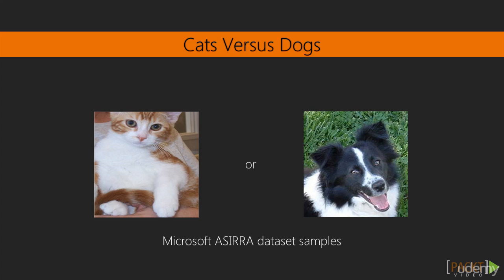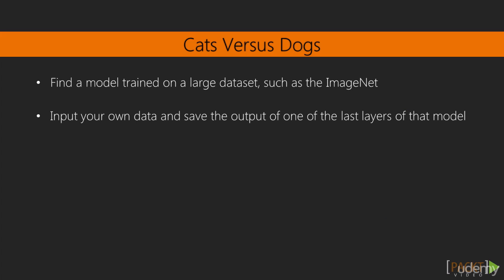As you will verify with the exercise I just gave you, training our own models from scratch can take too long, and without huge datasets, results may not even be good enough. Here is an alternative to training a model from scratch. First, you find a model that was previously trained on a very large dataset, such as ImageNet. You get this model and then you input your own data and save the outputs from one of the last layers of that model. You consider these outputs as features, and then you finally learn a classifier on these features.